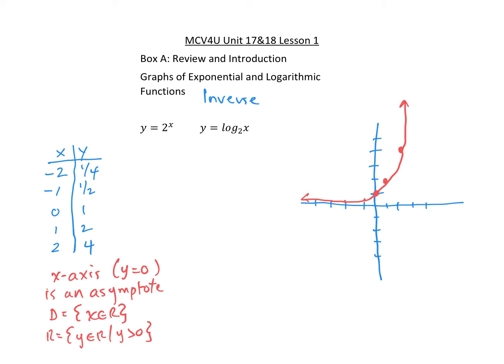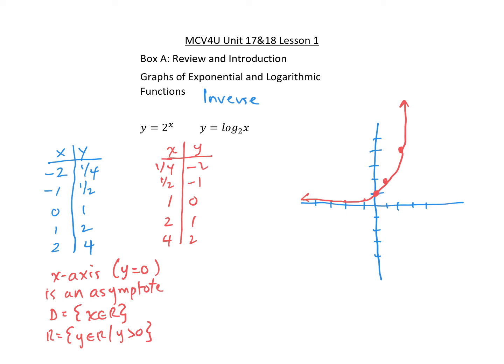If we do the log base 2 of x, this is the inverse of y equals 2 to the x. So in order to find our points, all we have to do is switch x and y. So 0, 1 would become 1, 0, 1, 2 would become 2, 1, 4, 2, and vice versa, 1 half, negative 1, 1 quarter, negative 2.